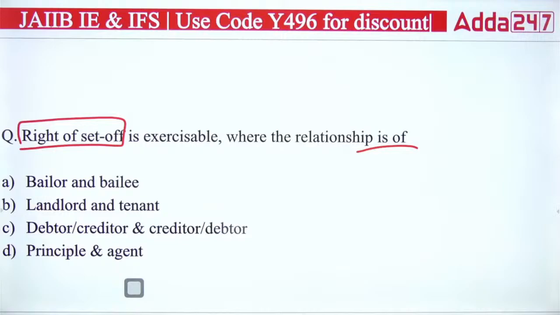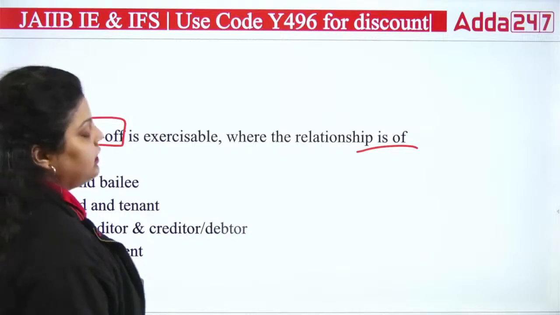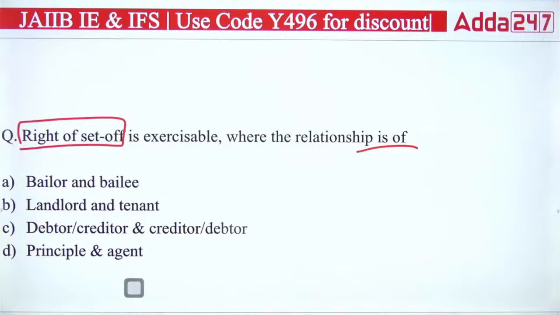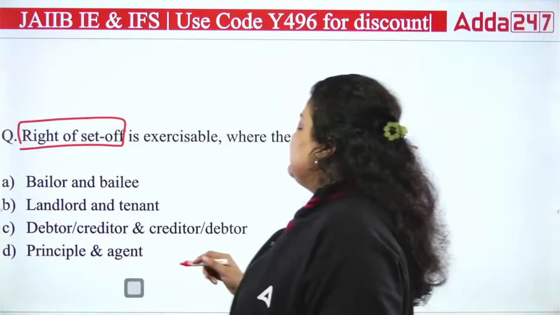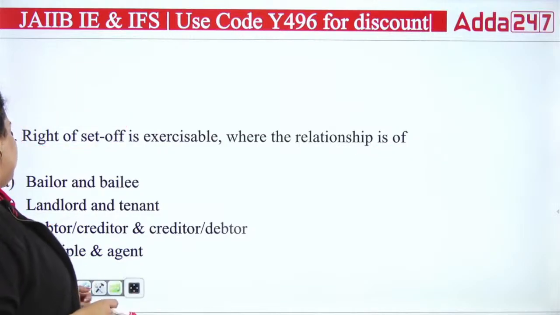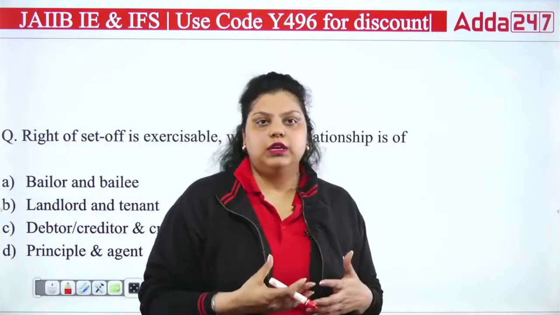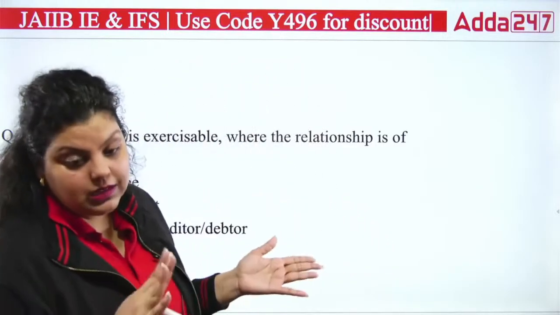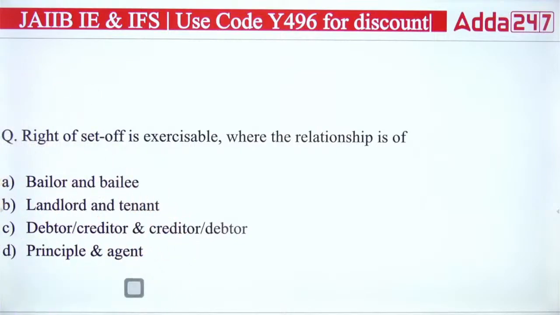Sorry. So out of these relationships, in which relation can the right of set-off be exercised by the bank? And the right answer is C. In case of debtor-creditor and creditor-debtor relationship, you will find that the bank can perform a set-off, in which banks take funds from one account of a customer and adjust them in another account of the customer. So when the customer has two accounts, one credit, one debit, then the bank performs the set-off. So the right answer is C.